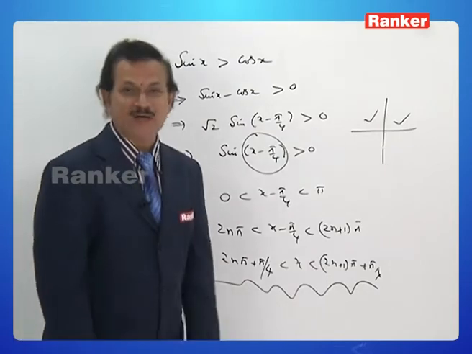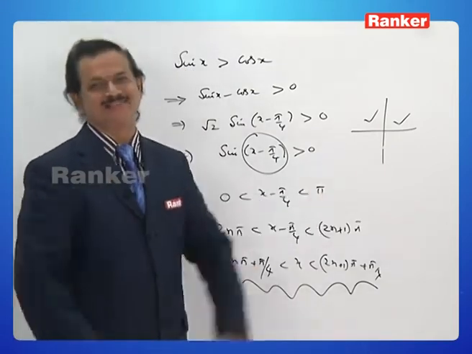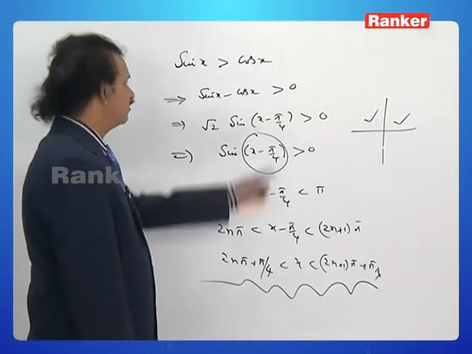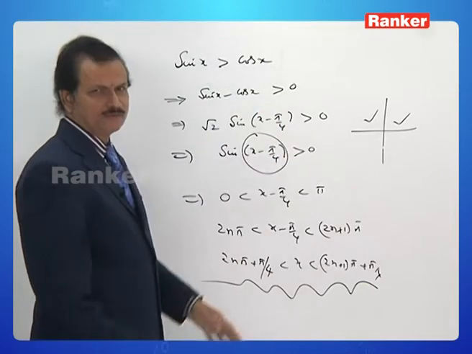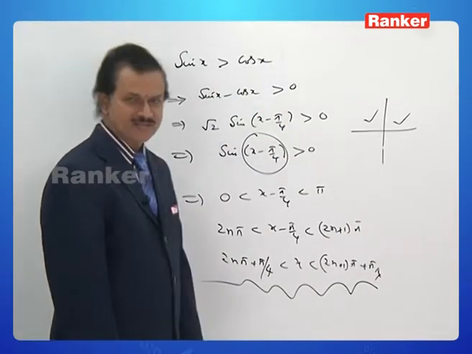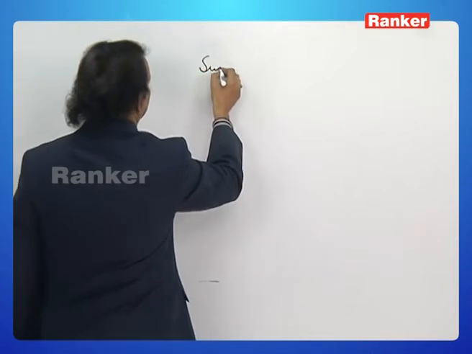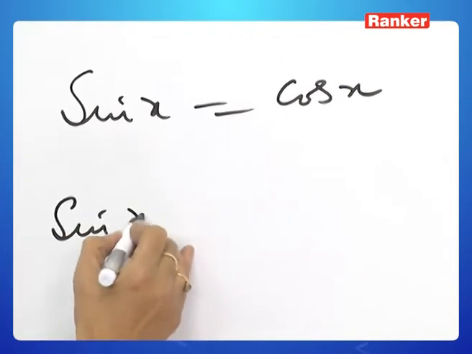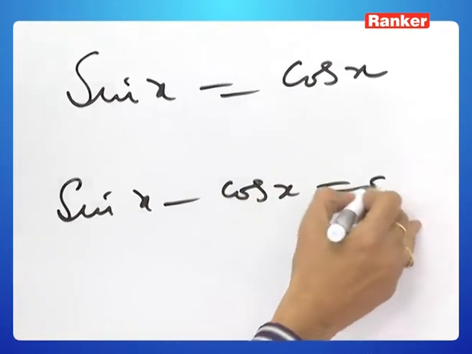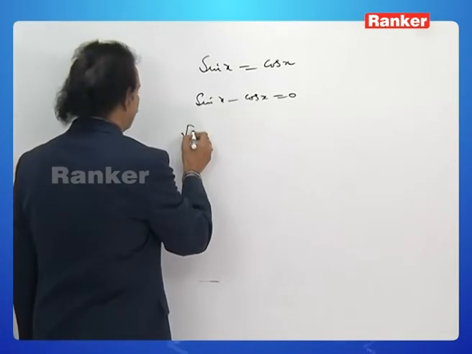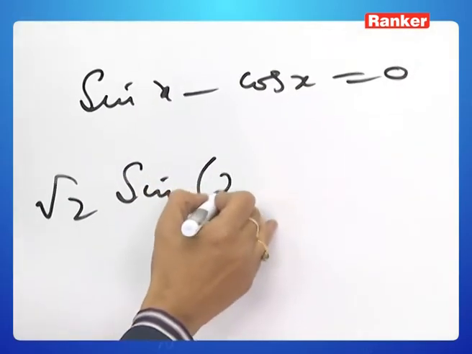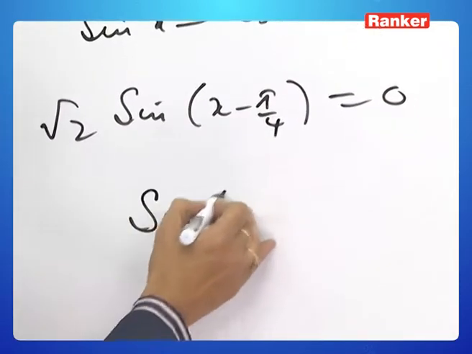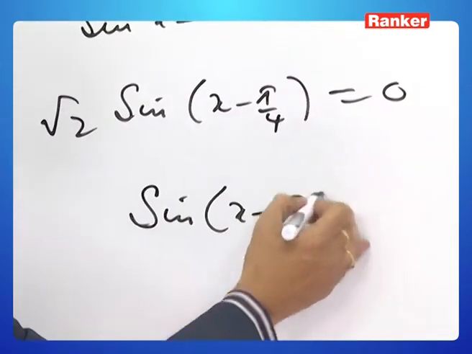Well, my dear, when can sin x be equal to cos x? Okay, we shall discuss it in the next moment. When can sin x be equal to cos x? Sin x minus cos x is equal to 0. As before, root 2 into sin of x minus pi by 4 is equal to 0. So that sin of x minus pi by 4 is equal to 0.